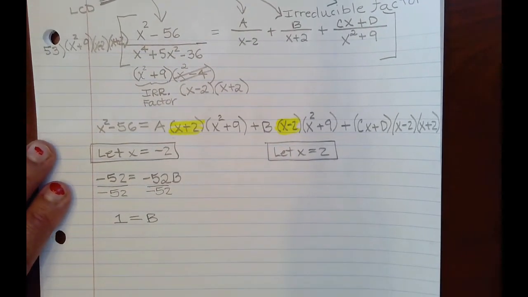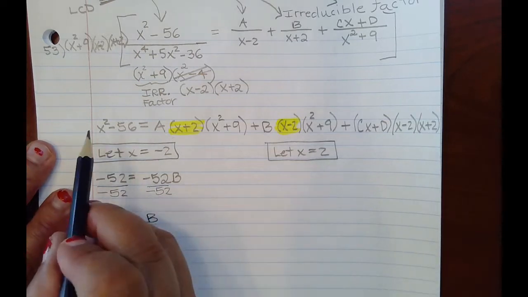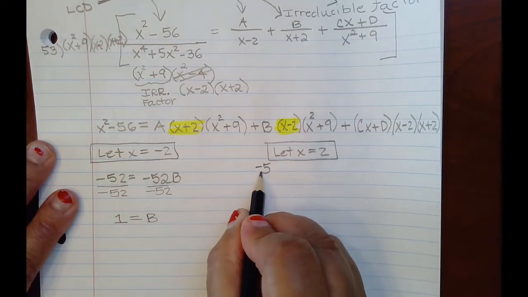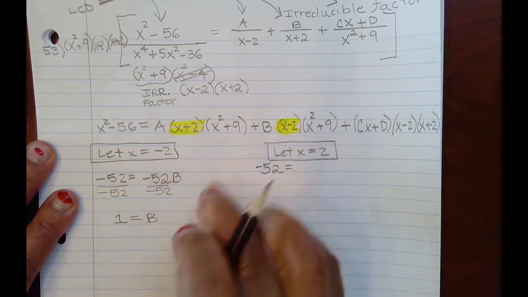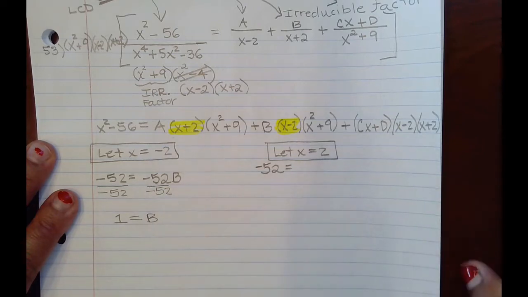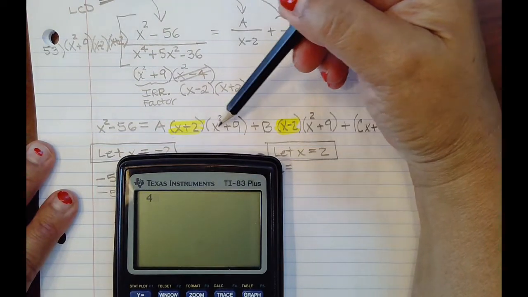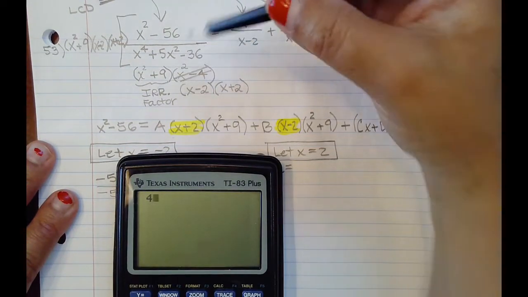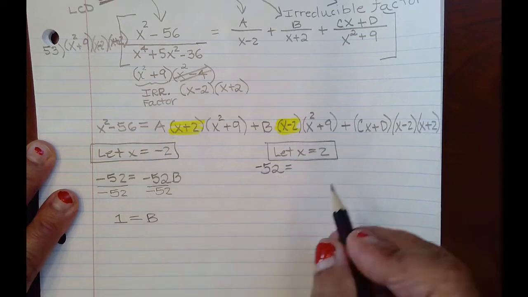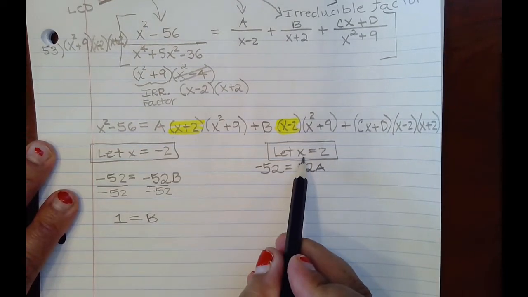Moving on with this same technique of using numbers that zero out certain factors, now we're going to let x be equal to 2. So 2 squared is 4. 4 take away 56 is -52. Moving to the right side, if I'm going to let x be equal to 2, that would be 2 plus 2 is 4. I'll keep track of it here. And then if I put 2 in there again, it would be 4 plus 9 is 13. So 4 times 13, 52. And that 52 would be multiplied by a.